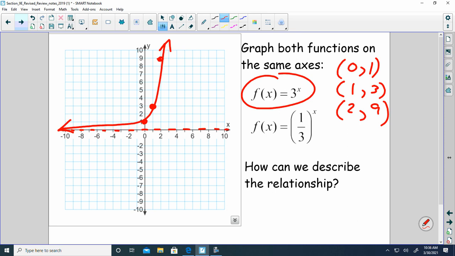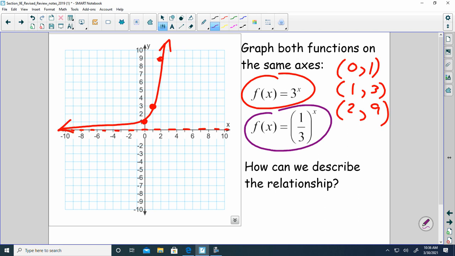Parent function's that. Original graph is growth because as I go to the right, it increases. The reason it's growth is because my base of my exponent is a value bigger than 1.